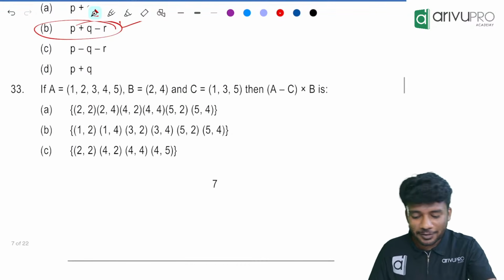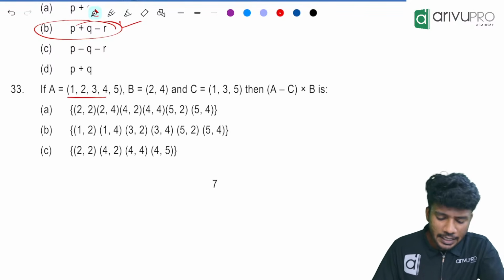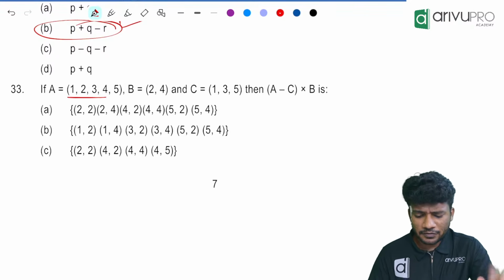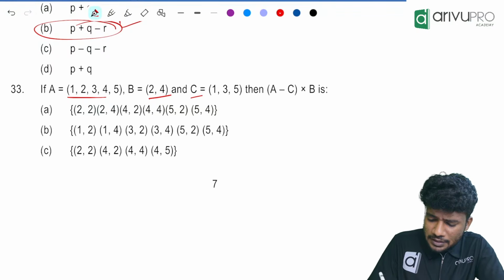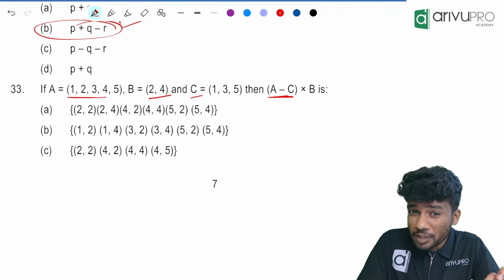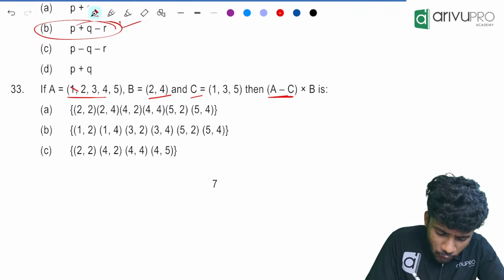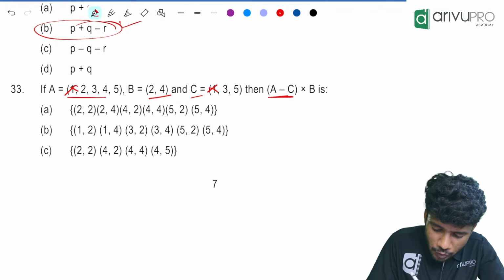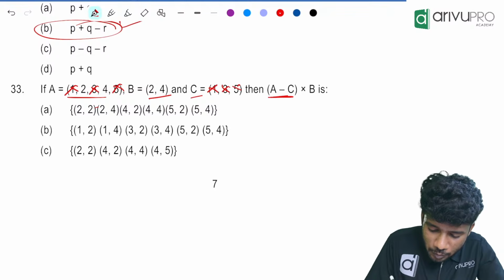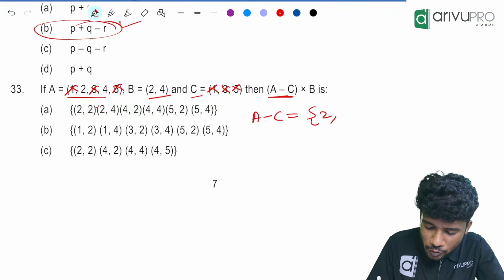Now people, another question from our chapter number 7, set relation function. A is equal to the set 1, 2, 3, 5 is given, B is given, C is given. First of all, people, we need to find A minus C. A minus C means what? Which are only part of A, not part of C. Look here. 1 is part of both, ignore it. 2 is not, 3 is part of both, then 5 is part of both. So what is not part? A minus C is nothing but the set of 2 comma 4.